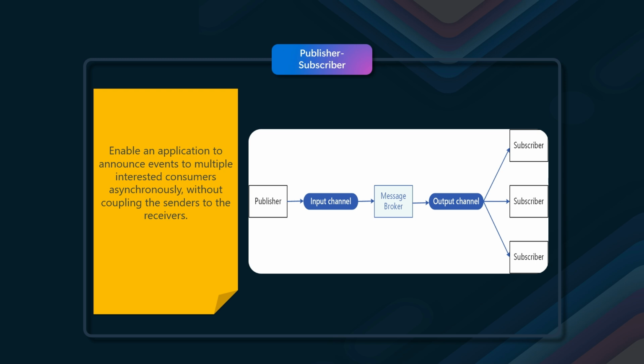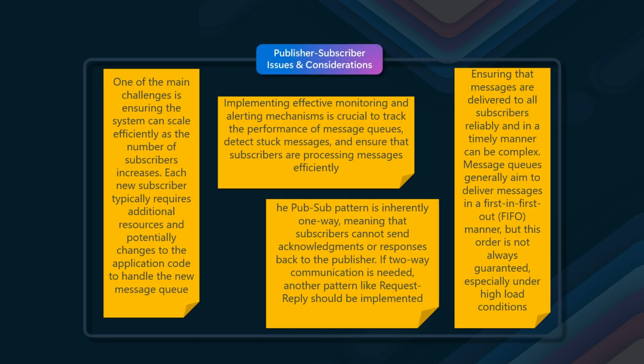So, PubSub, or publisher subscriber, enables an application to announce events to multiple interested consumers asynchronously without coupling the senders to the receivers. So the PubSub pattern is a messaging pattern where an application, the publisher, sends messages or events to multiple interested consumers, or subscribers, asynchronously.